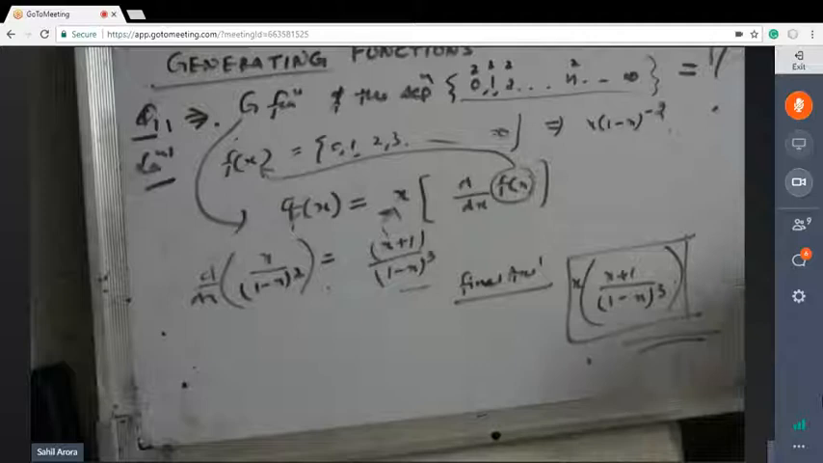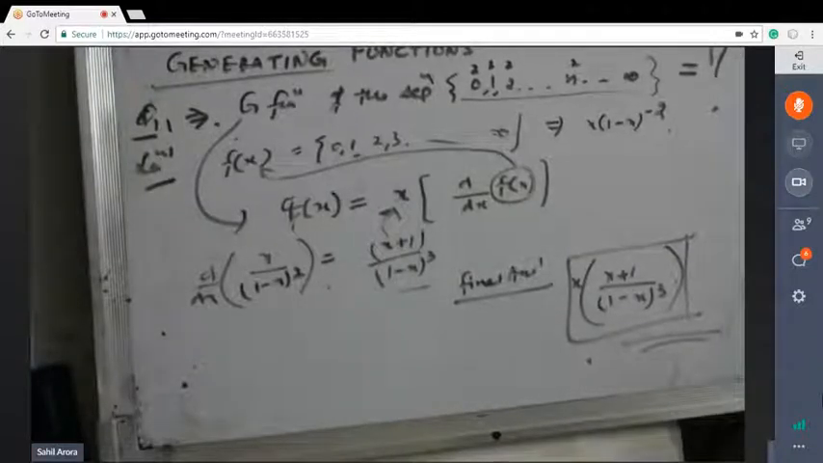If it is clear, please write in chat window so that we can proceed to the next question.